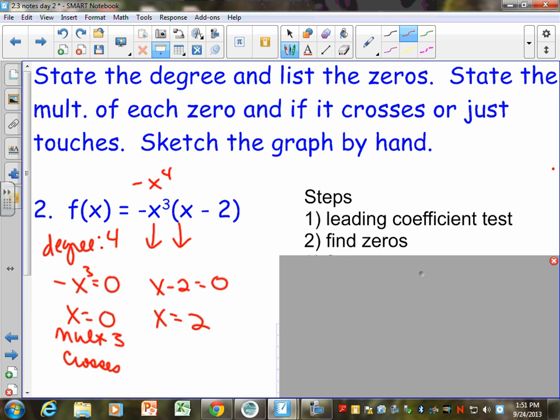Bryce. The zero at 2, does it have multiplicity? What's the power out here? 1. So we don't say multiplicity of 1, because when you multiply by 1, nothing happens. So it has no multiplicity. So I'm okay if you just write nothing, or if you want to write something, you can say no multiplicity. But do not say a multiplicity of 1, because that's not correct to say. Is it going to cross or touch? Because 1 is an odd number still, so it's also going to cross.